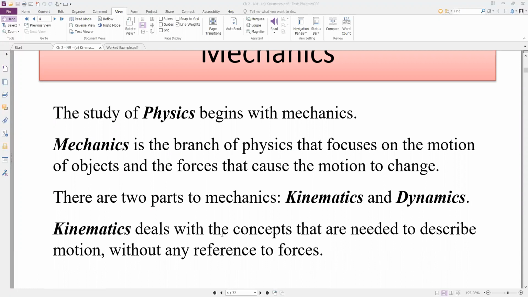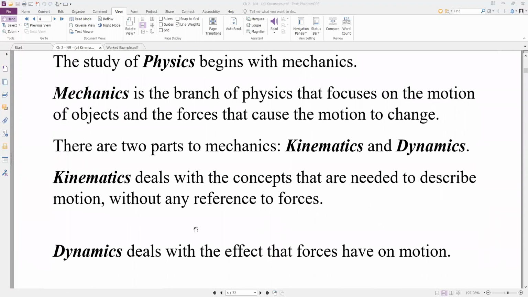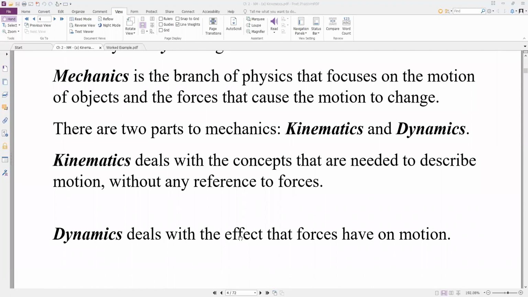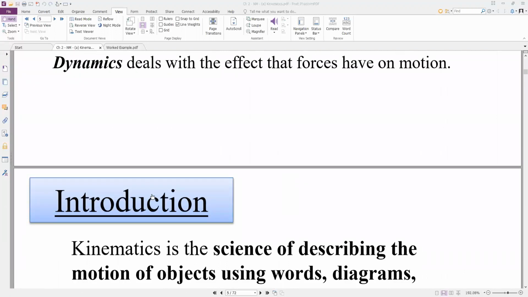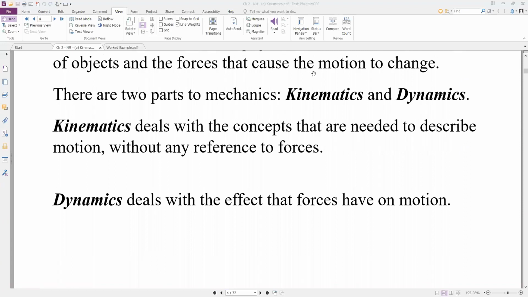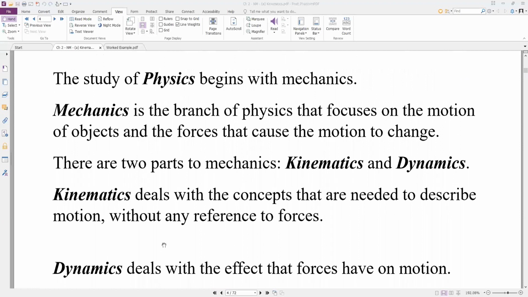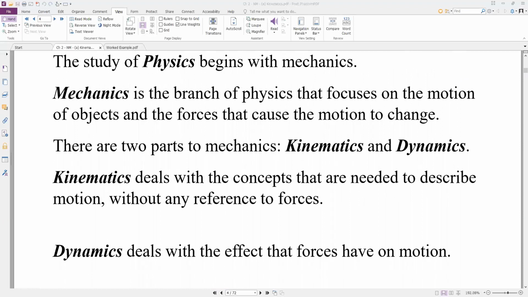Kinematics deals with the concepts that are needed to describe motion without any reference to forces. Dynamics deals with the effects that forces have on motion. Okay, we now need to compare kinematics and dynamics because they are both included in one branch, mechanics. Let's go to this video to see the difference between kinematics and dynamics.